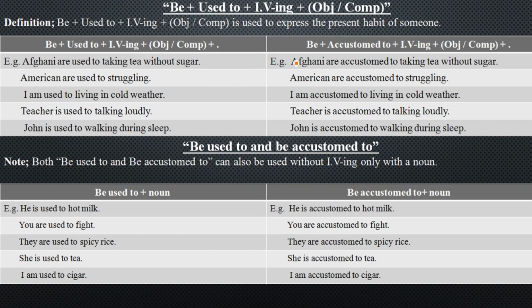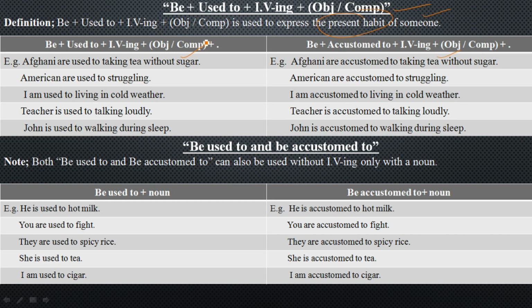Now we have got be plus used to plus ing form, object and complement, where we are going to use this structure. Be plus used to plus ing form of the verb, object, complement is used to express the present habit of someone. If we talk about someone's present habit, we'll be using be plus used to. Now the formula is written, and keep in your mind, accustomed to is equal to the same. Like I say, Afghani are used to taking tea without sugar. And we say that Afghani are accustomed to taking tea without sugar.